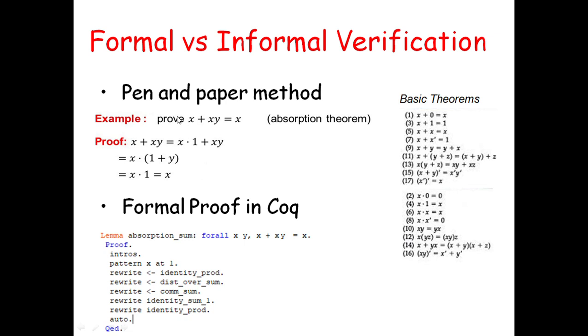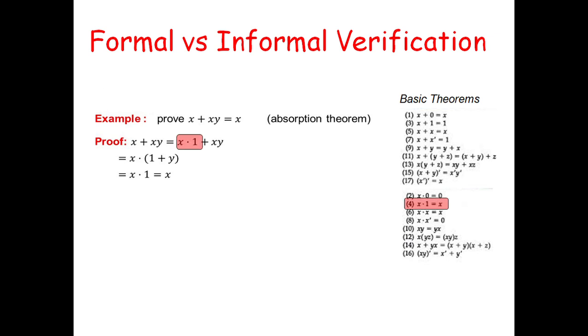And here we have a proof that is called a pen and paper method proof, or informal proof. To proceed with the pen and paper proof, we can take on the left hand side of the theorem x plus xy, which is equal to x dot 1 plus xy. This x is replaced with x dot 1 because we have theorem 4 here, x dot 1 is equal to x.